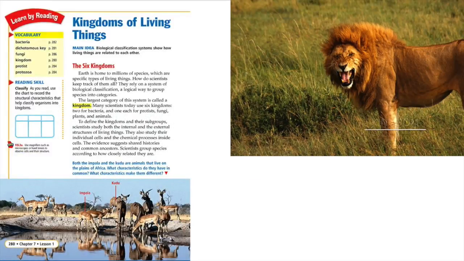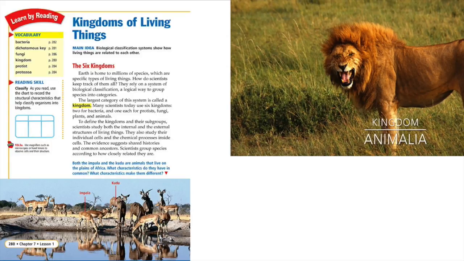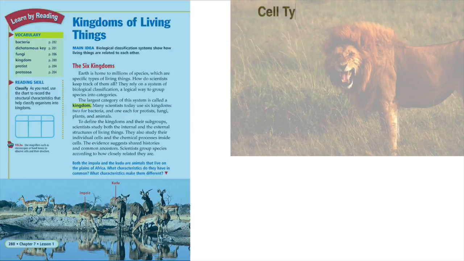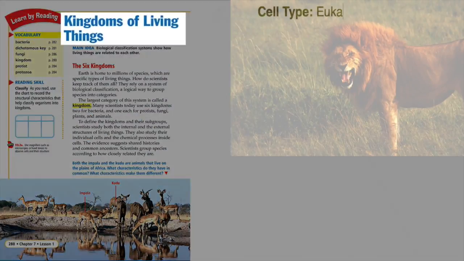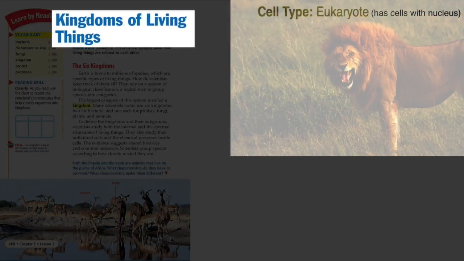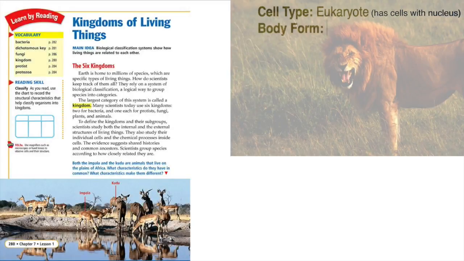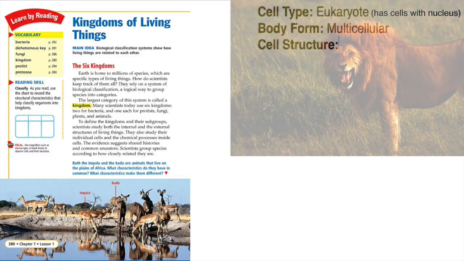When we begin reading a chapter, no matter if it's science or social studies, we want to look at how the chapter is organized and the clues that they give us on things that are important. As we look at our chapter 7, lesson 1, we can see that our title, Kingdom of Living Things, is in big bold letters. In other words, this lesson is going to be about how we are going to classify things in their different kingdoms.